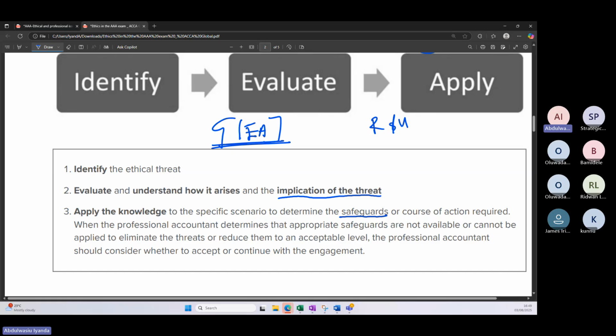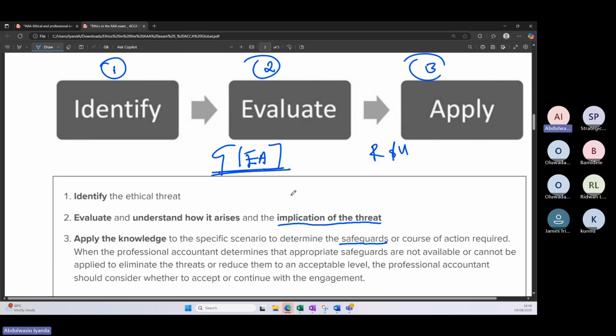So this is like our marking scheme now, if I can put it that way. This is how we need to structure our answer now. Identify, evaluate, and do what? And apply.